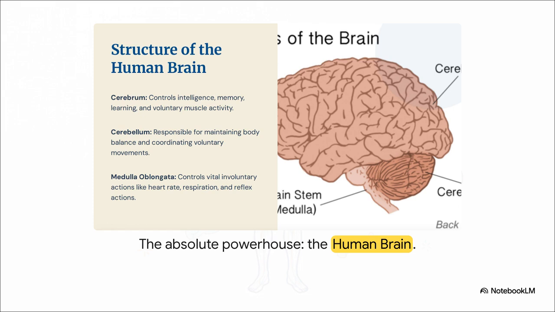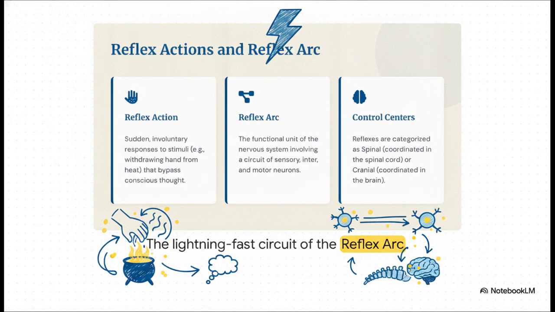Finally, we've got the medulla oblongata down at the brainstem. This part acts quietly in the background on autopilot, controlling vital involuntary actions, like your heart rate, your respiration, and reflex actions. Speaking of reflex actions, a reflex is a sudden, involuntary response to a stimulus. Think about instantly yanking your hand back from a hot stove.